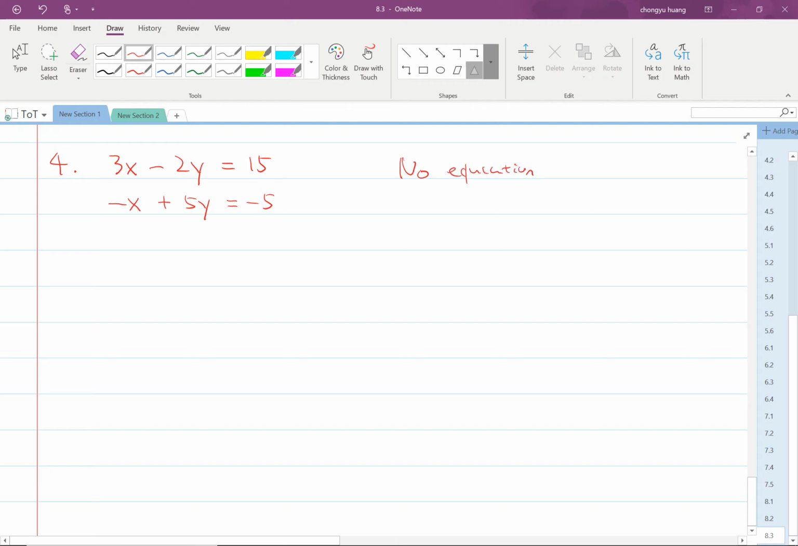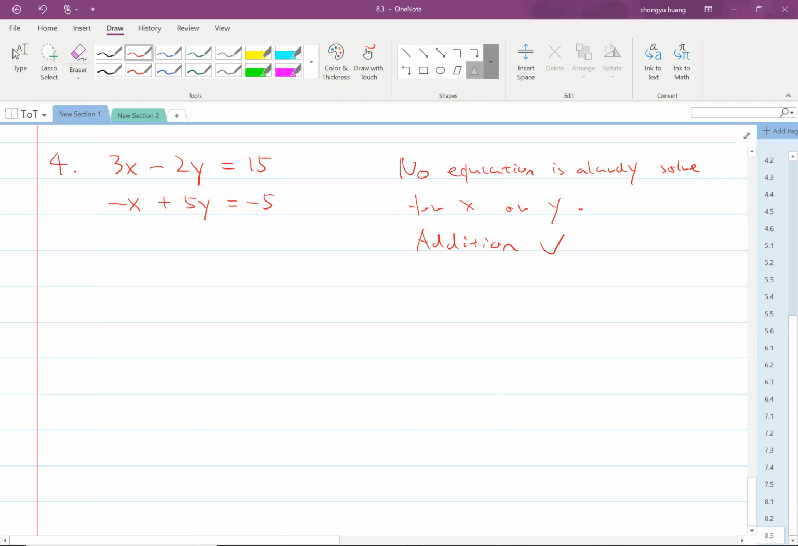No equation is already solved for x or y, right? So there's no equation already solved for x or y over here. So we have to use the addition method over here.